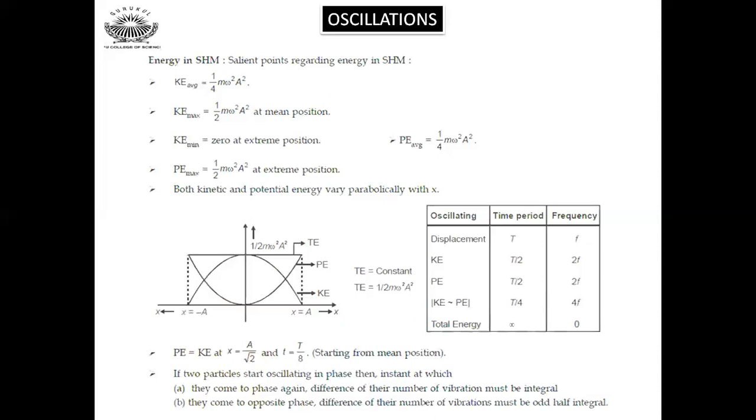Potential energy will be equal to kinetic energy at x equals to a by root 2, or t equals to T by 8. So after an interval of T by 8 seconds, the kinetic and potential energy at that point become equal. If two particles start oscillating in phase, then the instant at which they come in phase again, the difference of their number of vibrations must be integral. If they come to opposite phase, then the difference of the number of vibrations must be odd half integral. So this is the condition: integral number, they come in phase again, and odd half integral multiple, they are in opposite phase.